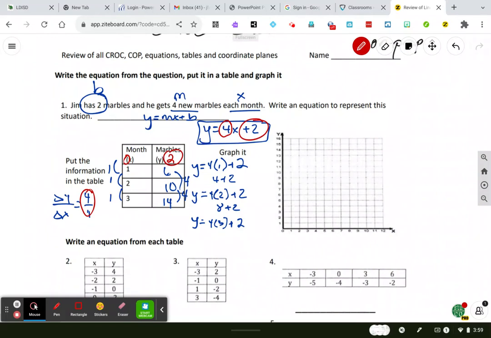So in order to receive credit and for me to give you extra points on your test, this is what I'm looking for. Make sure you've got this. Pause the video, whatever you need to do. Just make sure you've got this information. It will help you. Okay, so now we've got to graph it.